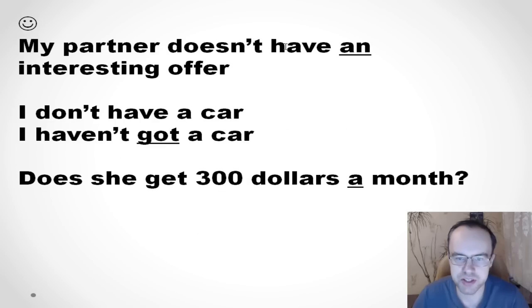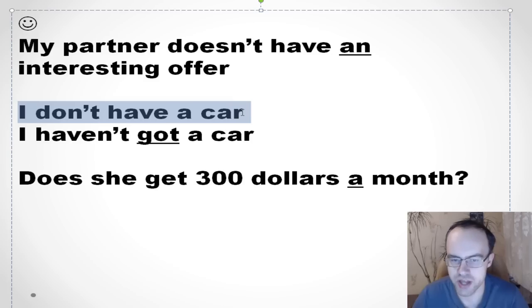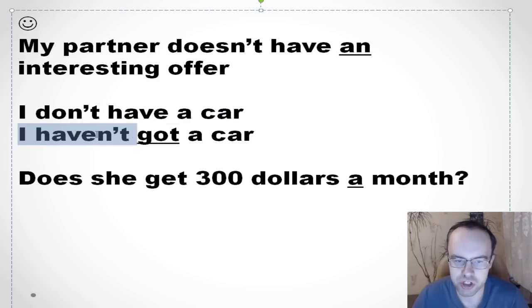My partner doesn't have an interesting offer. It's the same story. An article plus an adjective plus a noun, an interesting offer. You can say I don't have a car, so don't or doesn't have. Or you know that there is this structure too: haven't or hasn't got. It's okay too. I haven't got a car.